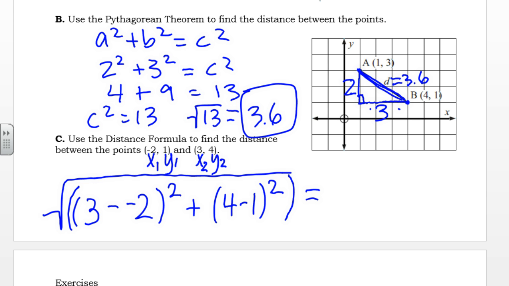But if I was going to do this by hand, 3 minus -2 is the same as 3 plus 2, so that's 5. And 5 squared is 25. 4 minus 1 is 3, and 3 squared is 9. So 25 and 9, that's 34. And if I square root 34, that should give me the answer that I'm looking for. And that is 5.8 approximately.